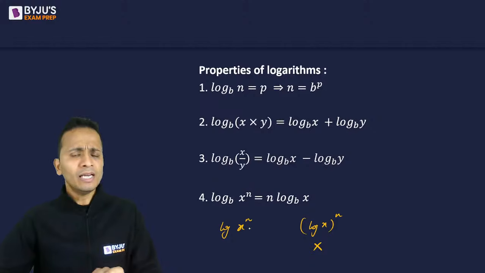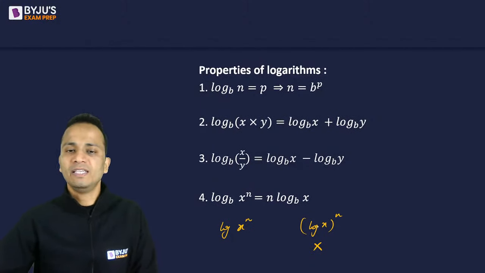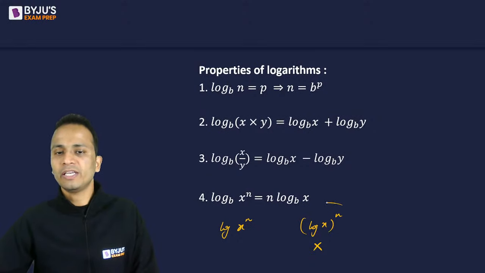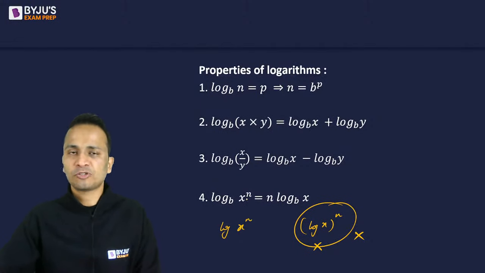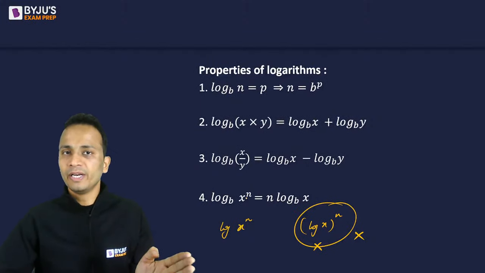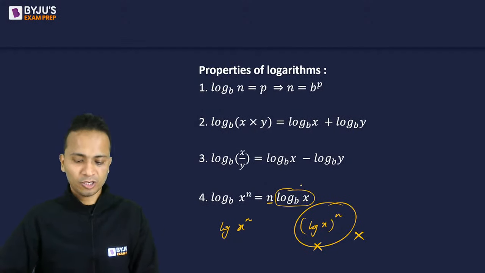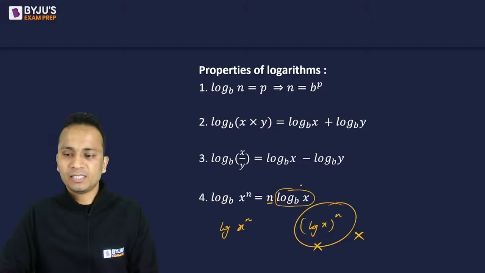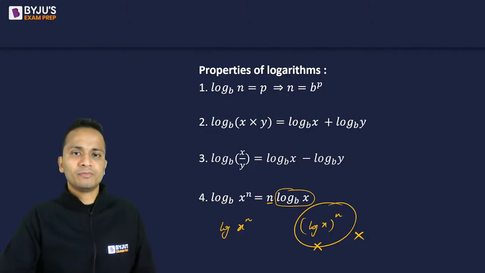Okay, n is only the power of x, it is not the power of log x. So this is not the case. This case is not the case. So log of x raised to the power n, if you have this expression, then the power of x will come in the numerator and will get multiplied. So it will become n multiplied by log of x. All right, some basic properties. Done. Let's move on and look at some more properties of logarithms.